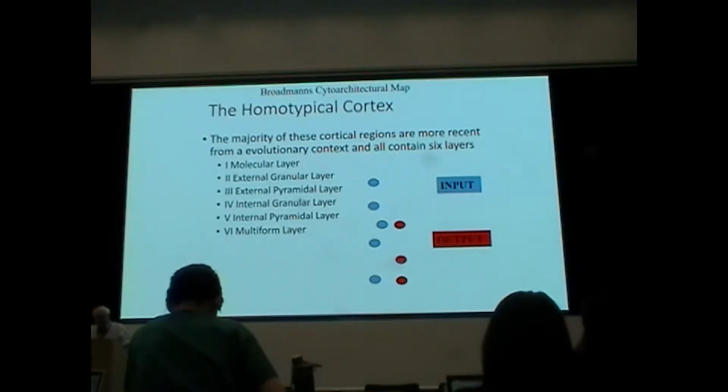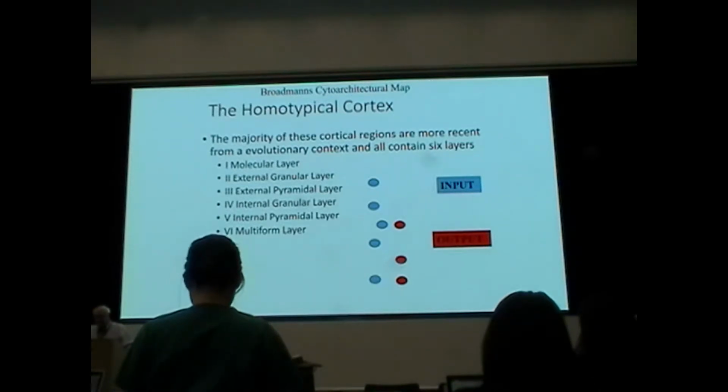Is it supposed to line up with this? Yes. So the molecular layer would be molecular layer here.